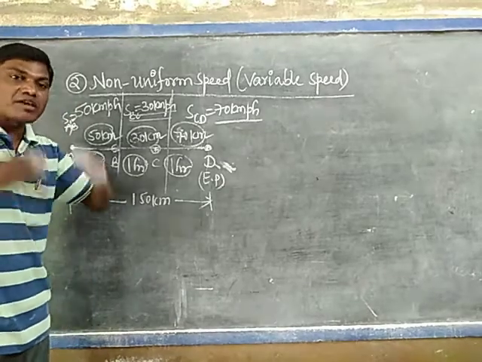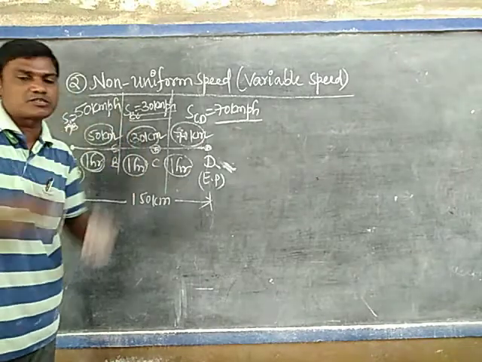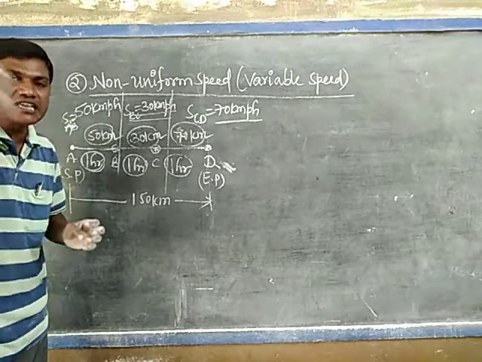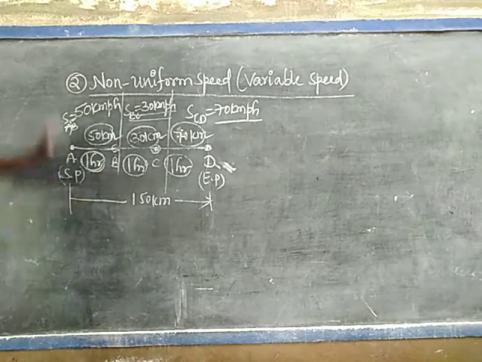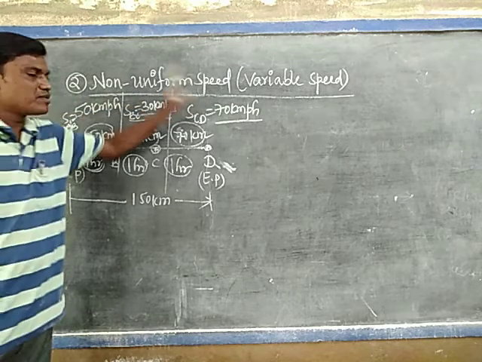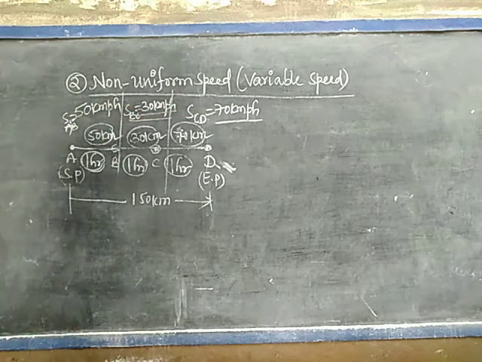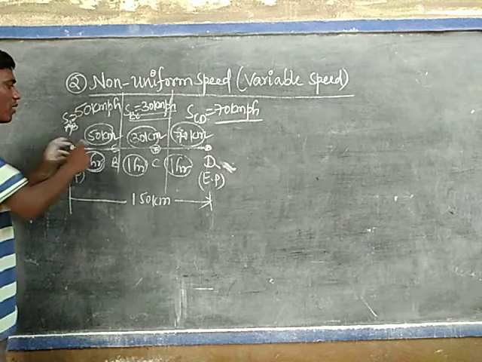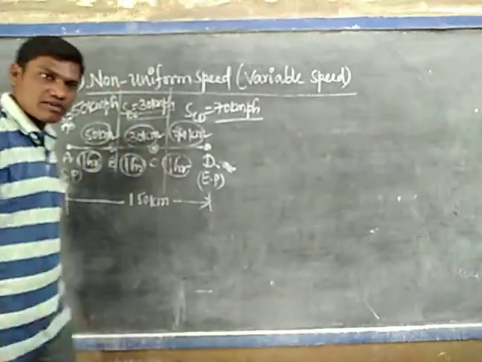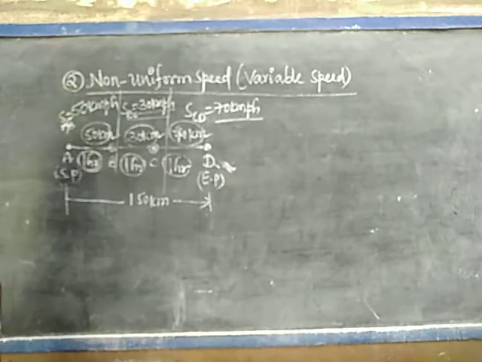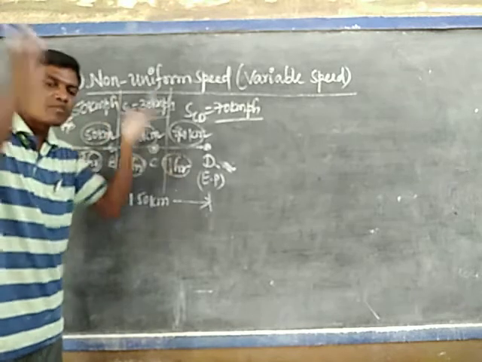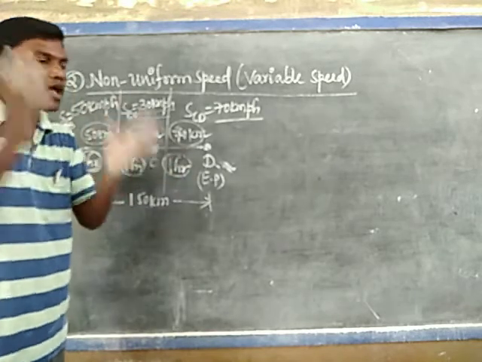Because when a body is moving with a constant speed, it covers equal distances in equal time. But here the body moves at 50 one time, 30 another time, and 70 kilometers per hour another time. Due to that, the body covers unequal distances in equal intervals of time. Then the body is said to be in which speed? Variable speed.